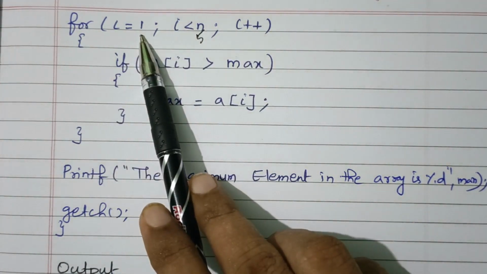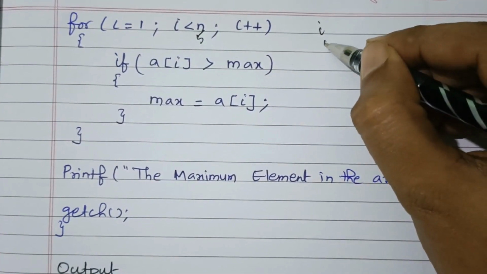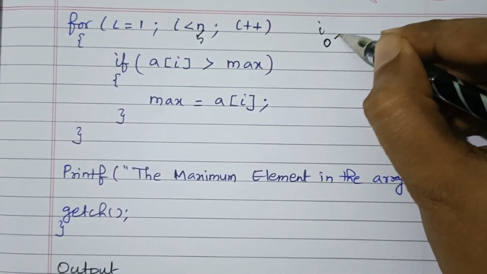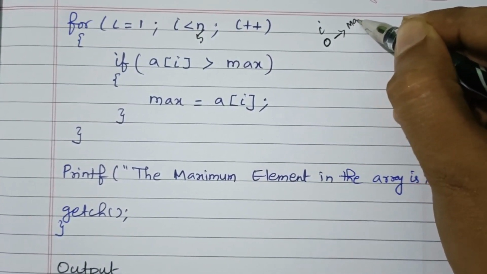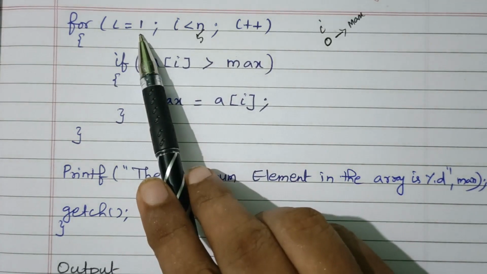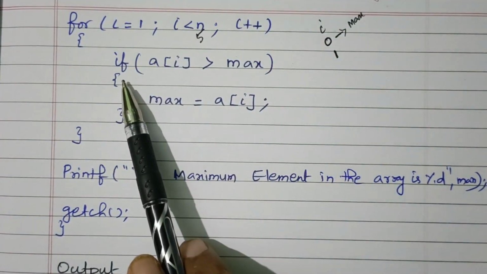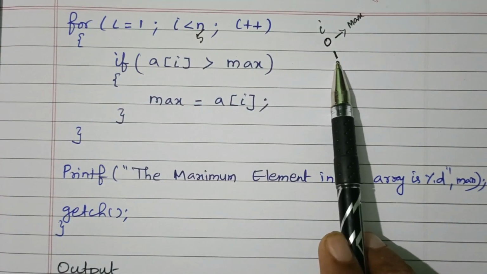So we will start with the second number, i equal to 1. Normally i starts with 0, but 0 is already assigned as a maximum. So we need to check from the second number onwards, so that i starts from 1. Here i equal to 1 means the second number.